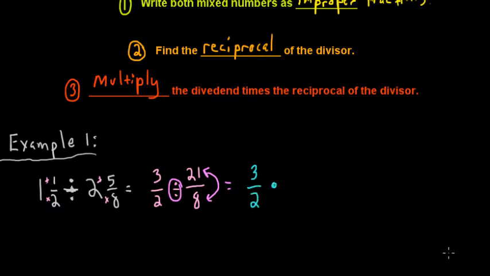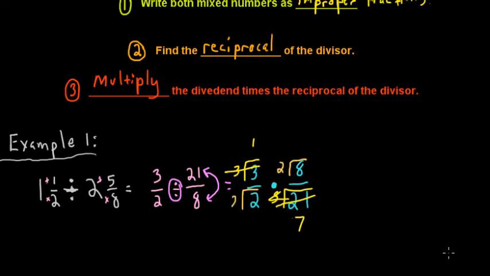So it's 3/2 times 8/21. Okay, now I'm going to cross simplify. That's a very important step. So they share a common factor of 3. So 3 becomes 1, and 21 becomes 7.